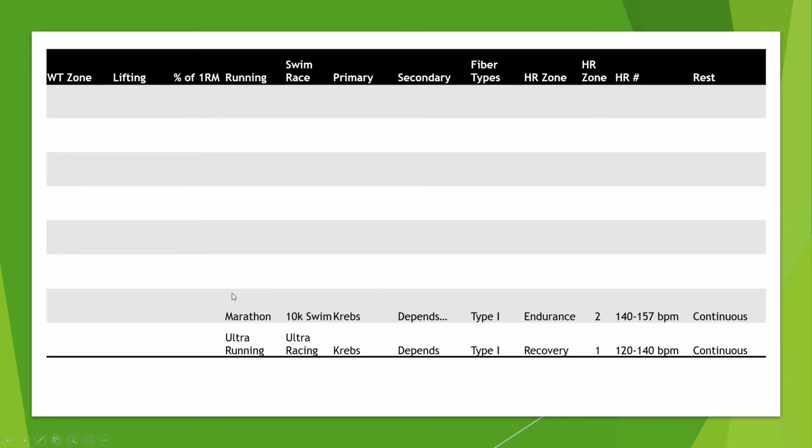This is also the zone that you'll do your endurance workouts. So your once a week, hour to 3 hour workout, you'll do in this particular zone. Then you have zone number 3. This is your tempo zone.